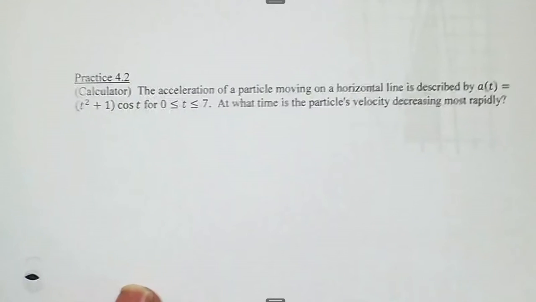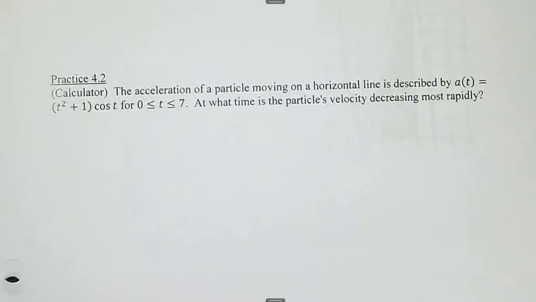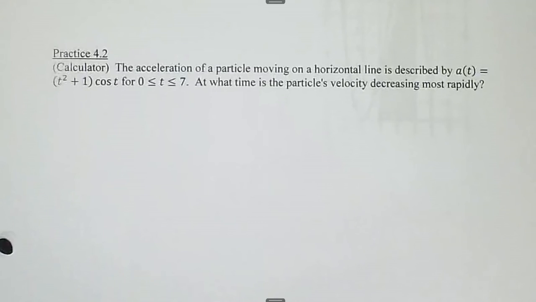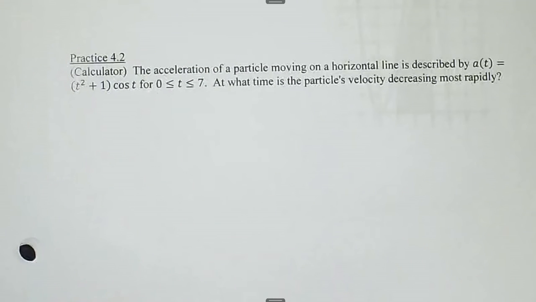All right, what I'd like for you to do now is practice 4.2. The acceleration of a particle moving on a horizontal line is described by A of t is equal to t squared plus 1 cosine of t for t between 0 and 7 on a closed interval. At what time is the particle's velocity decreasing most rapidly? Okay, this is a great little question. It's very easy to do if you know what the question is asking. The question asks, what time is the particle's velocity decreasing most rapidly?